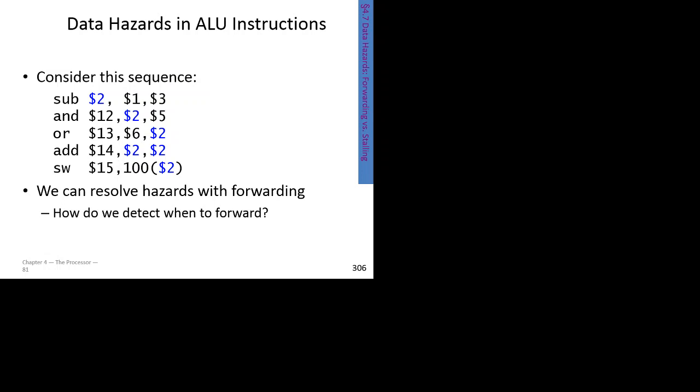This is a good example. It has a ton of data hazards in it. The and depends on the subtract previous to it. The or depends on the and, or the subtract previous to it. Add depends on the subtract. And then store word, they're all dependent, and they get changed along the way. So you've got multiple issues. So how does it detect these?